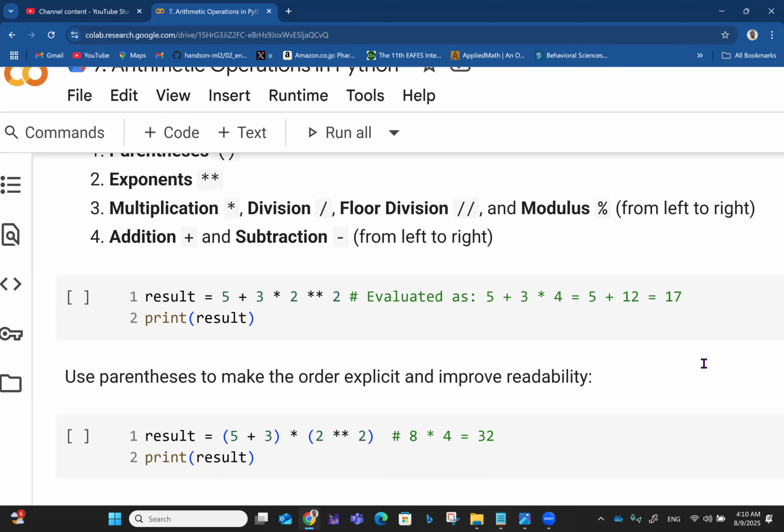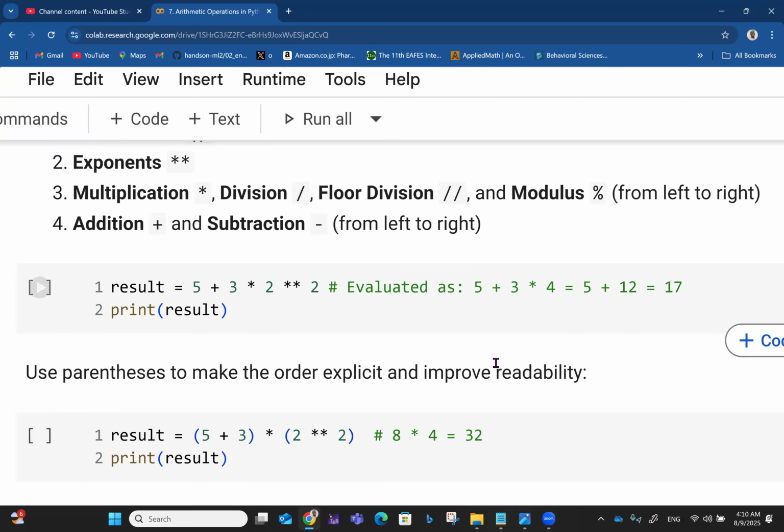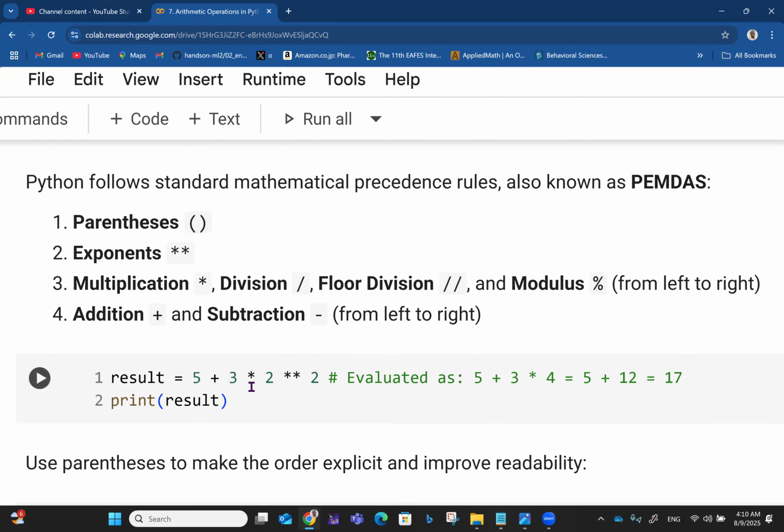So we have some examples to consider in this situation. Imagine that you have 5 plus 3 times 2 exponent 2. So how do you evaluate this? The example we have is set out here. First of all, deal with the exponent. Because there's no parenthesis, deal with the exponent next. So 2 raised to power 2, that's 4.